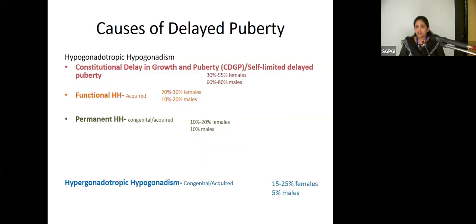So what are the causes of delayed puberty? Primarily, depending on the gonadotropin levels at the usual time of puberty, the causes are divided into two: hypogonadotropic hypogonadism and hypergonadotropic hypogonadism. The most common cause is constitutional delay in growth and puberty. The second is functional hypogonadotropic hypogonadism, then permanent hypogonadotropic hypogonadism, which is the least common, with 5% of males having hypogonadotropic hypogonadism.